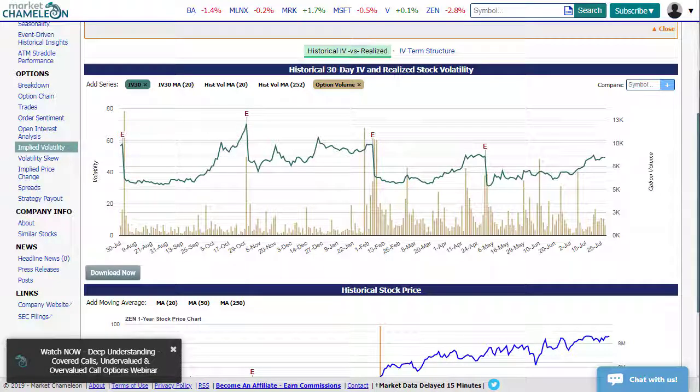Now, there's a Greek called Vega. Vega is an option's sensitivity to implied volatility. It measures how the contract's price changes in reaction to a 1% change in the implied volatility of the underlying stock. And so you can watch Vega to see how sensitive the option is to changes in implied volatility. And obviously, an option that has a higher Vega is going to move a lot more with respect to changes in this.